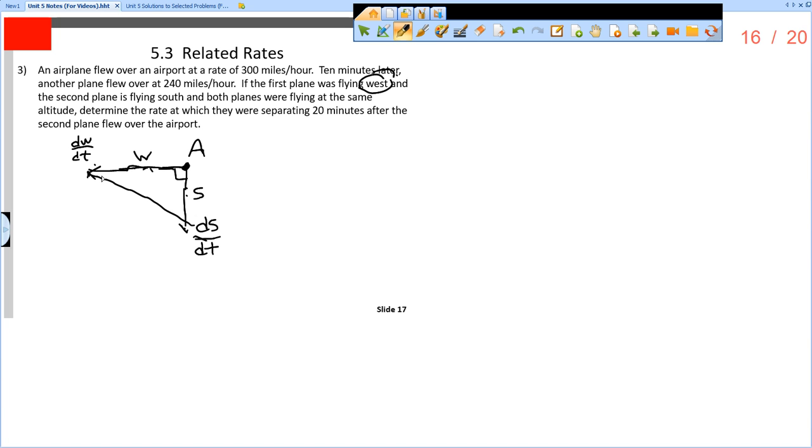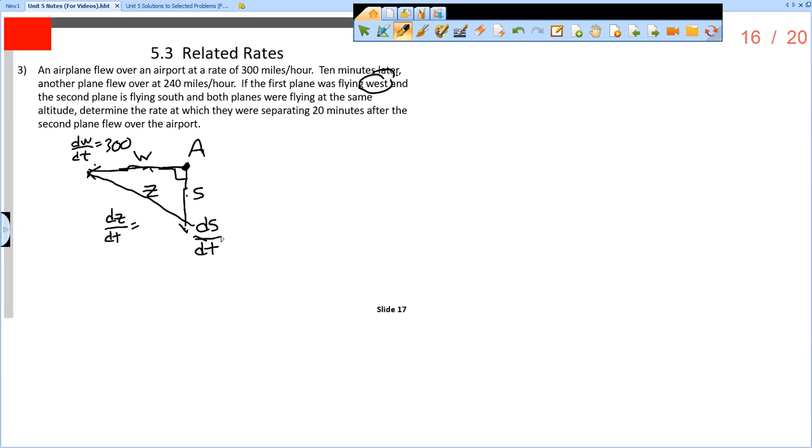Okay. Now, these two planes are a certain distance apart from each other, right? So we can call that whatever we want. How about z, the distance between the two planes? And obviously that is changing. So there is a dz dt. All right. So now the westbound plane is flying how fast? Well, it says an airplane flew over the airport at a rate of 300 miles per hour. So 300 miles per hour, right? That would be the rate at which the distance is changing.